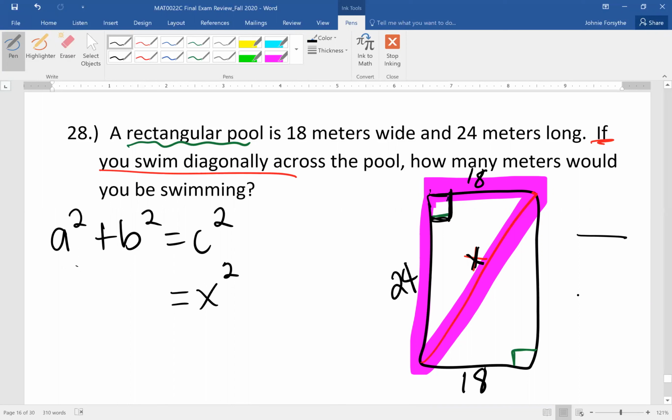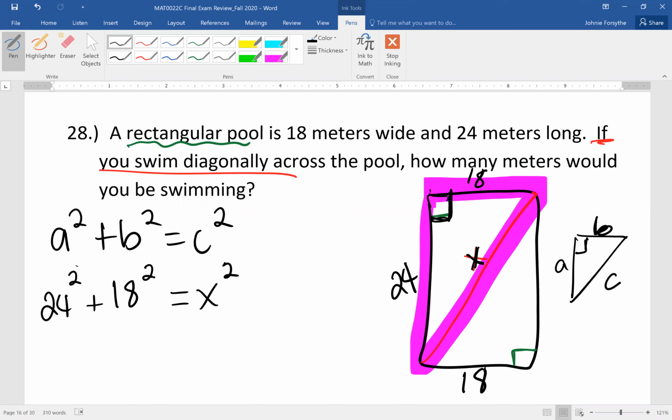So again, just so we're clear, in a right triangle, the hypotenuse is always C, and the legs are always A and B. And it doesn't matter which one is A or which one is B. The one that matters is that C is always opposite of the right angle. Okay, so let's make A be 24 squared plus B squared. B will be 18 squared. So now we're going to solve for X.